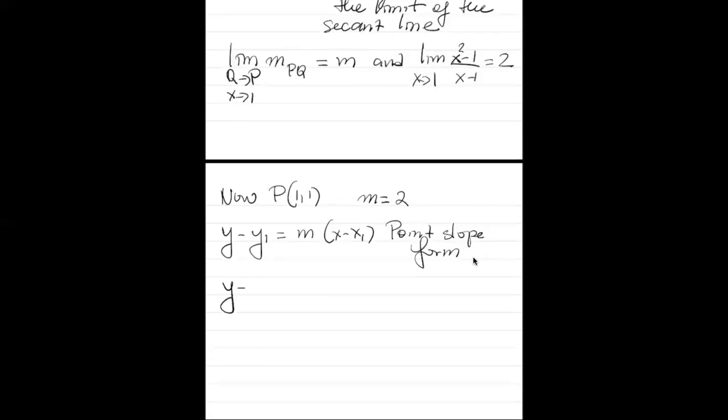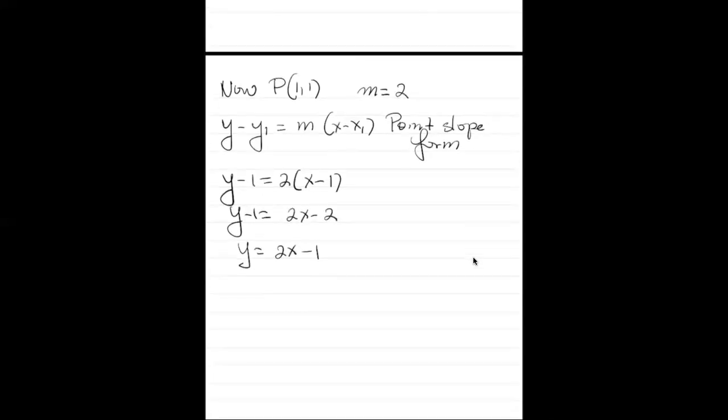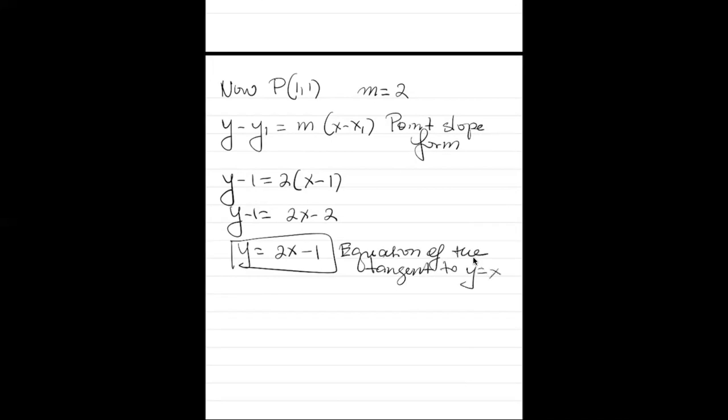Substitute. So y minus 1 equals 2 times x minus 1. Simplify. y minus 1 equals 2x minus 2, and y equals 2x minus 1. This is the equation of our tangent line T. This is the equation of the tangent to the curve at the point P, 1, 1. So note if we change the point, the tangent will have a different equation. If we change the curve, we'll have a different equation.